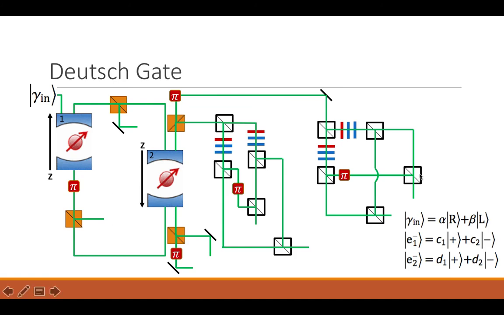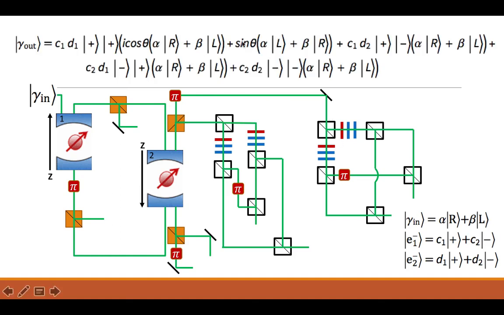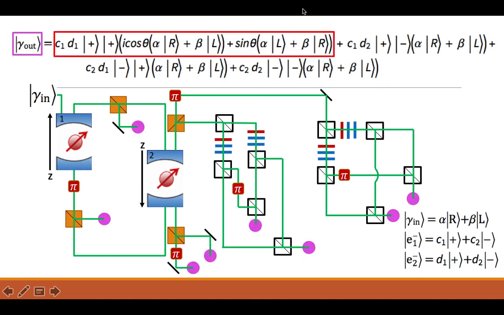And so we start with the same photon state, and both of our electron spin states are just a superposition of spin up and spin down. And this is our output state. What you'll notice is that for everything aside from the box term, you just get the original photon state out. And only when both spins are spin up will you actually have the Deutsch gate transition. And so this is the Deutsch gate.